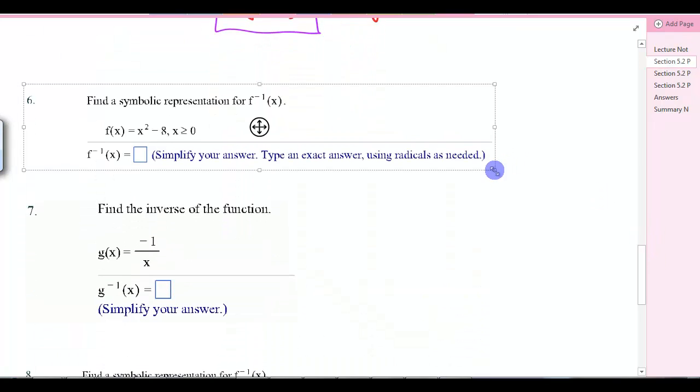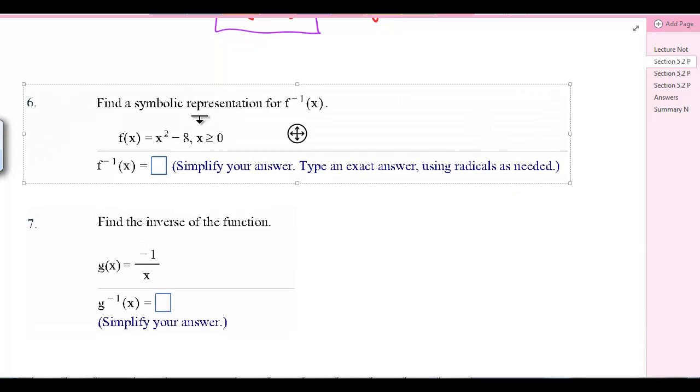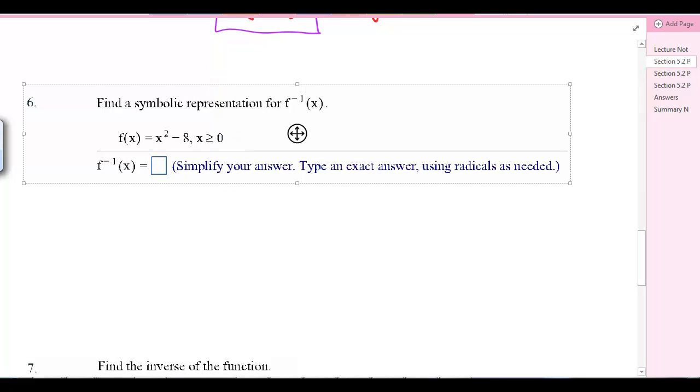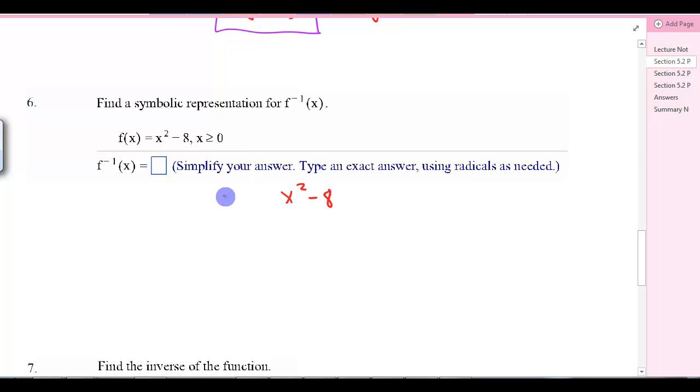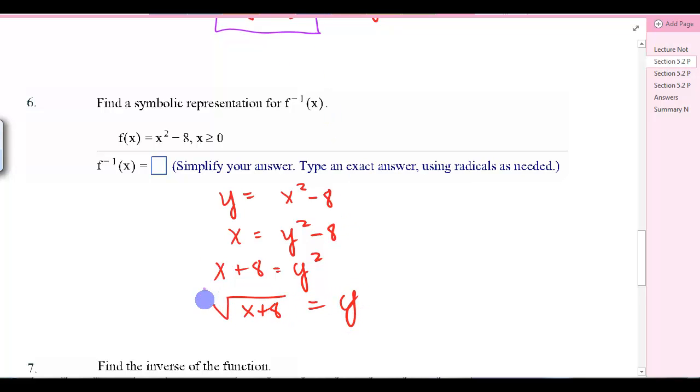All right, let's do this one. We'll get some more room here. Okay, so we've got x squared minus 8. That's what y is equal to. And we're going to switch out and x equals y squared minus 8. We're going to add 8 to both sides. And we're going to take the square root of both sides. So we have square root of x plus 8 equals y. And so this is going in for f inverse.